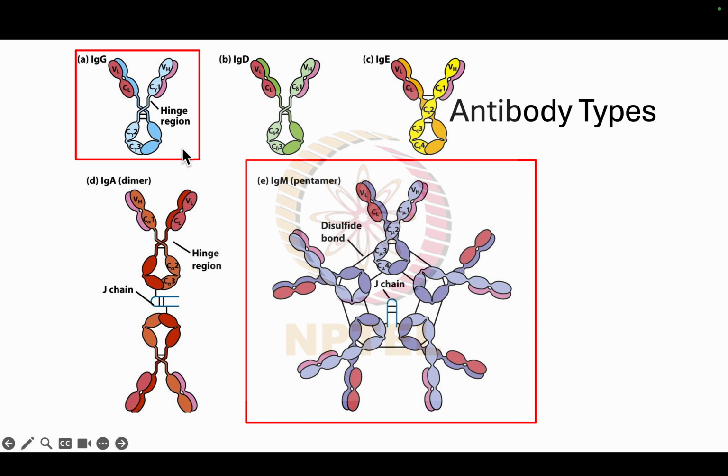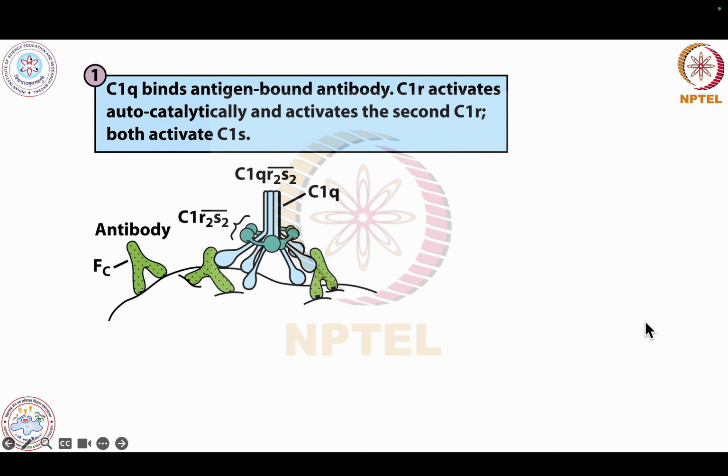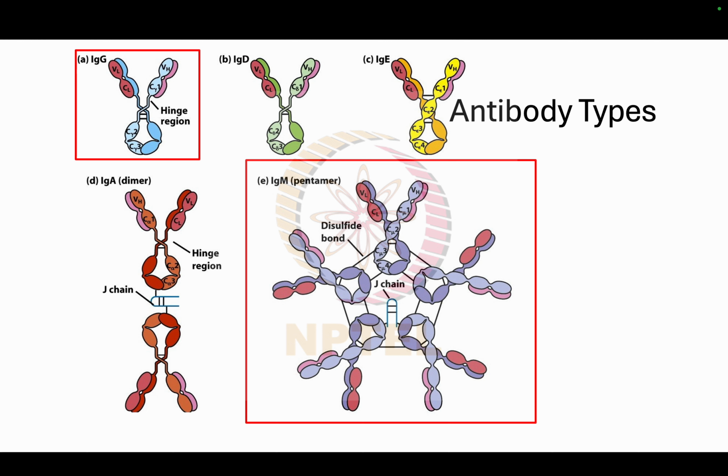So there are different antibody types: IgA, IgG, IgD, IgE, IgM. IgM is pentameric. IgA can be dimerized by J chain. This is a J chain, and this is IgG, IgD, and this is IgE. So this dimerization is required, and obviously if there is a J chain, it is required.